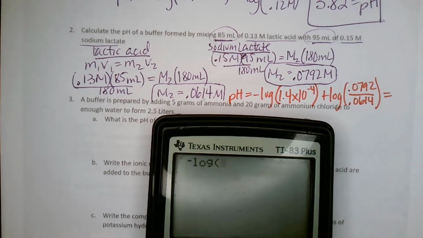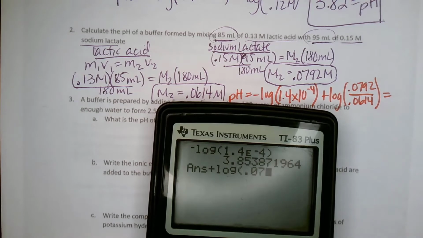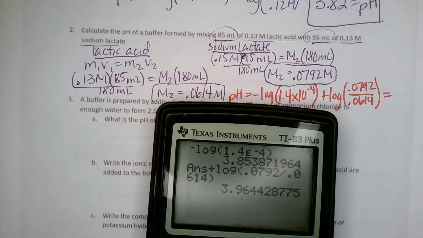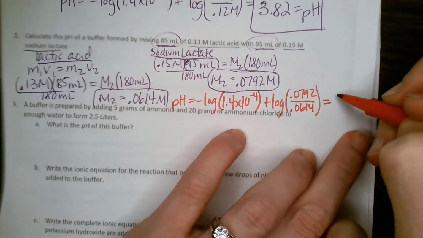Let's plug this in and see what we get. Negative log of 1.4 times 10 to the negative 4 plus the log of 0.0792 divided by 0.0614. We should get 3.96 pH units.